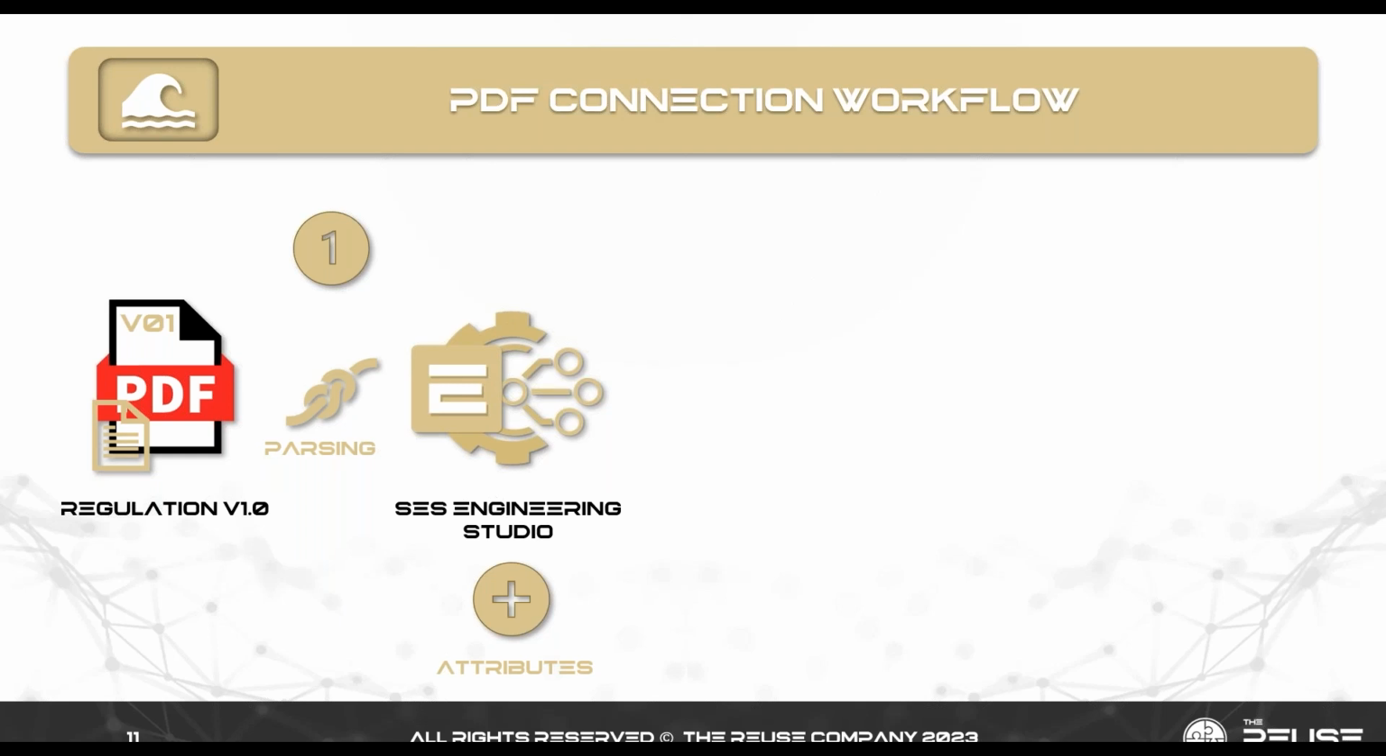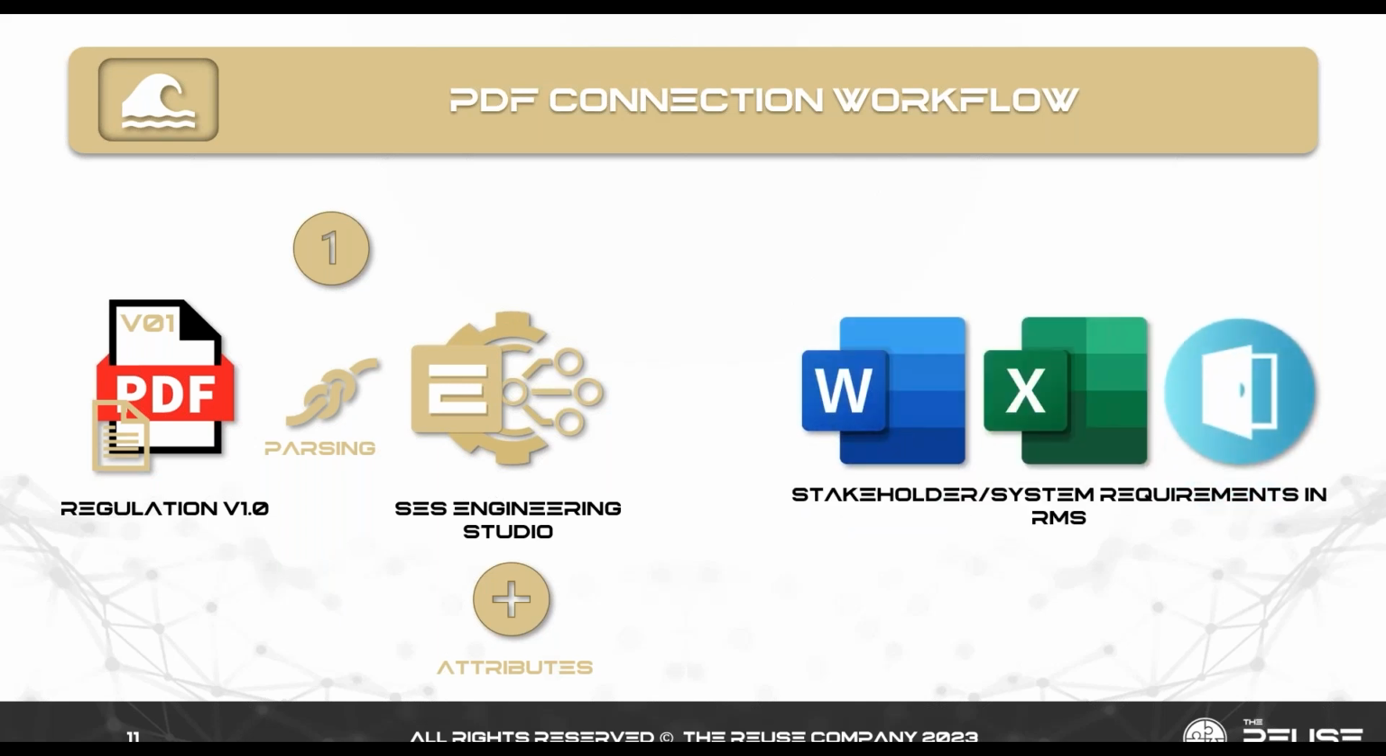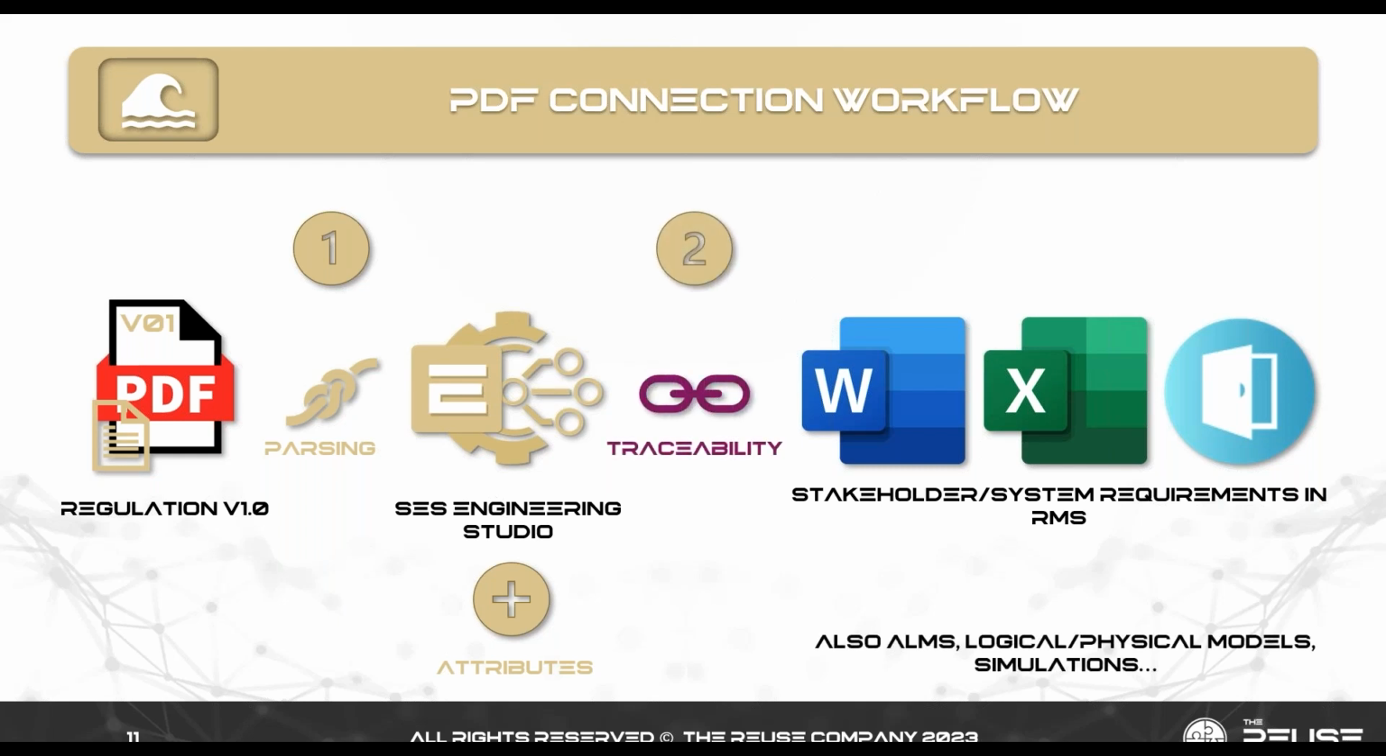So continuing with the process, the next step, as you can see on the bottom part, is going to be the attributes. So we can add or incorporate these attributes that we were mentioning before. The next step is going to be trying to integrate this information with the rest of the documentation, which of course includes the stakeholder system requirements documents that you have in your requirements management systems, but also includes the ALMs, the logical and physical models, simulation documents, etc.